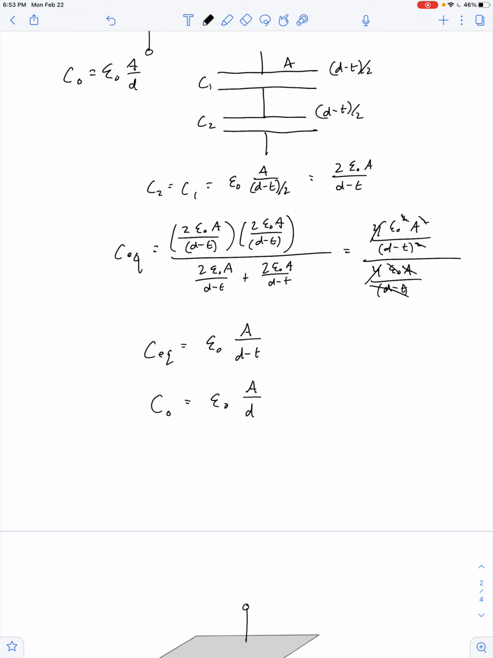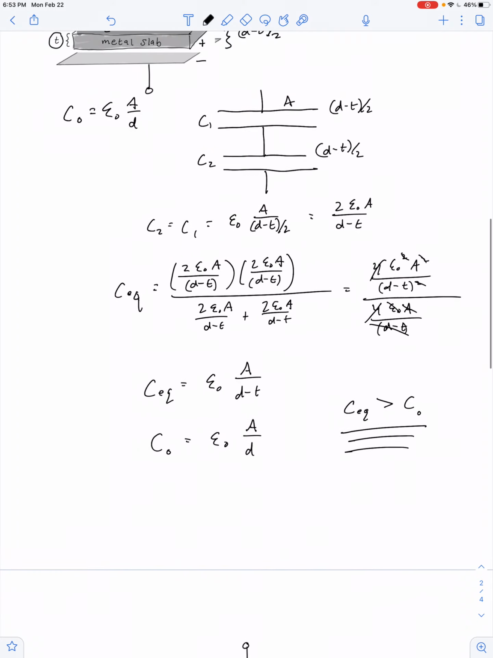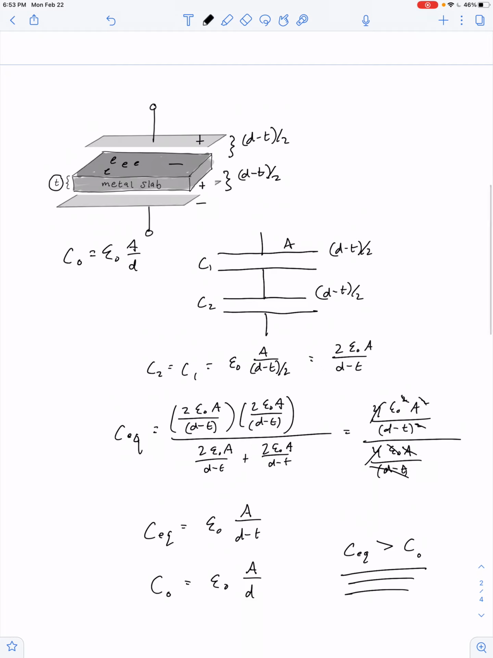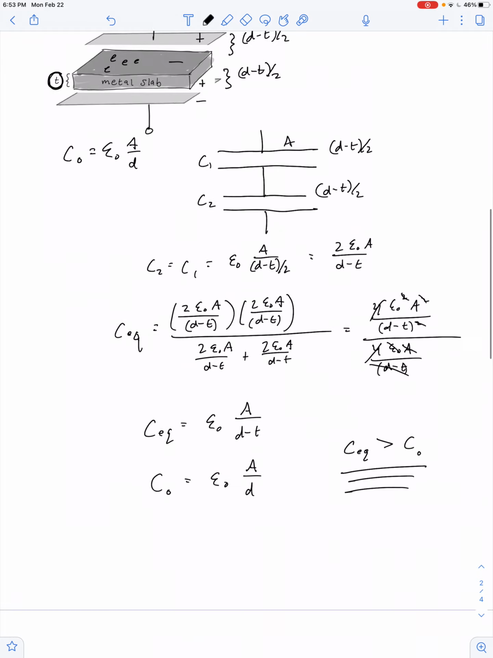So we can see that as long as t is non-zero, the equivalent capacitance is going to be greater than the original capacitance. So there is an effect on the capacitance if you insert a piece of metal and the metal has some thickness that's non-negligible.